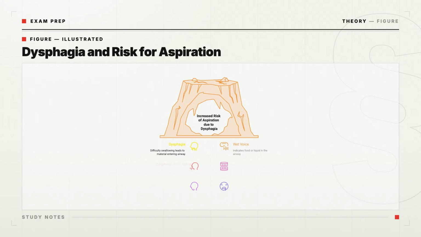Take risk for aspiration related to dysphagia. Aspiration means food or liquid entering the airway instead of the esophagus, and it hasn't happened yet, so it's a risk. Dysphagia, difficulty swallowing, is the risk factor, and it shows up as a wet or gurgling voice, coughing during meals, food pocketing, a delayed swallow, or drooling.